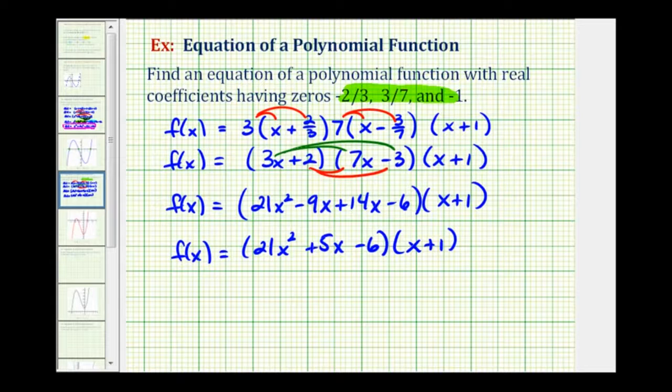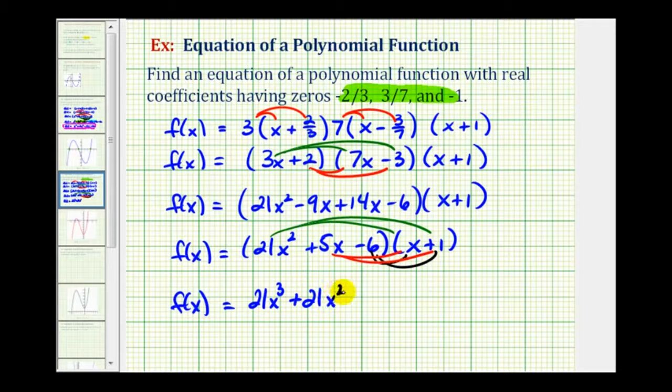Now we'll have 6 products. 1, 2, 3, 4, 5, and 6. So we'll have f of x equals 21x squared times x, that's 21x cubed, 21x squared times 1 is plus 21x squared, 5x times x, that's plus 5x squared, 5x times 1, that's plus 5x, and then we have negative 6 times x, that's negative 6x, so we can write minus 6x, and then negative 6 times positive 1, that's negative 6 or minus 6. Last step, we'll combine our like terms.